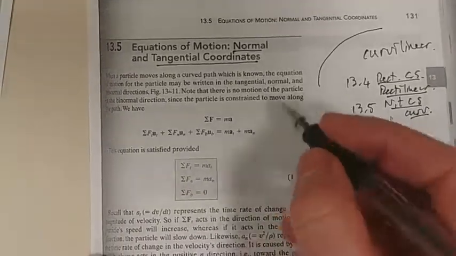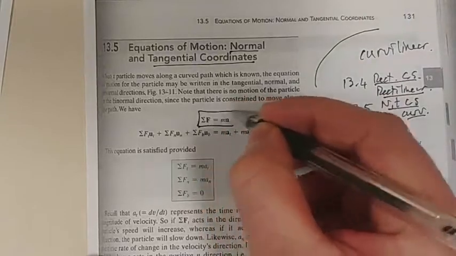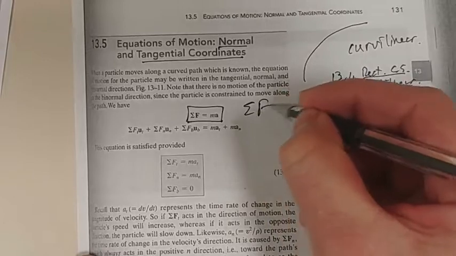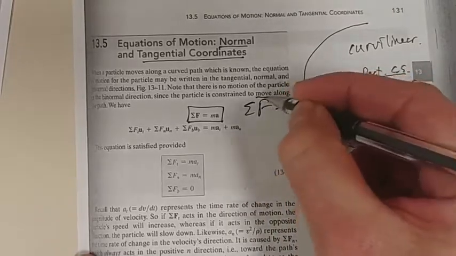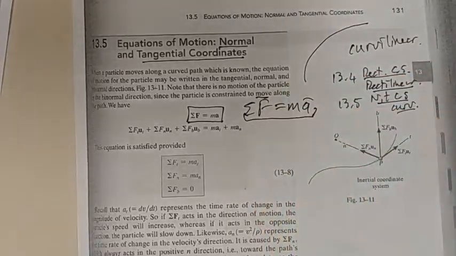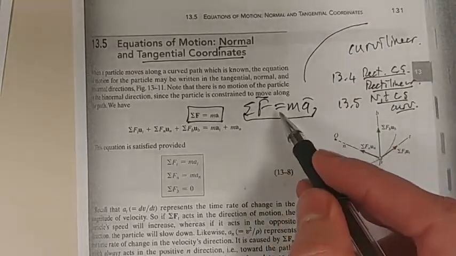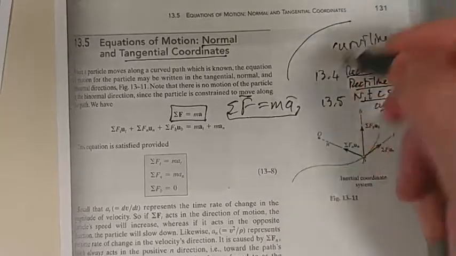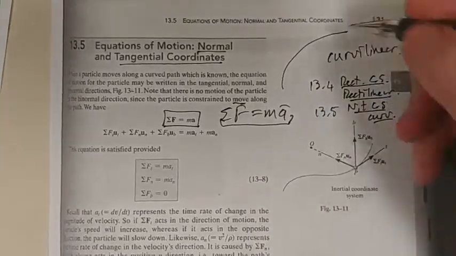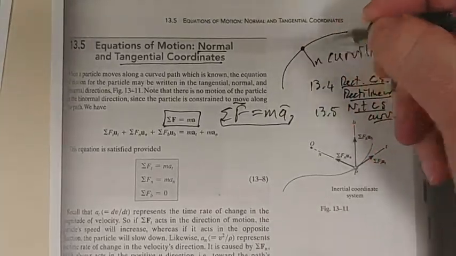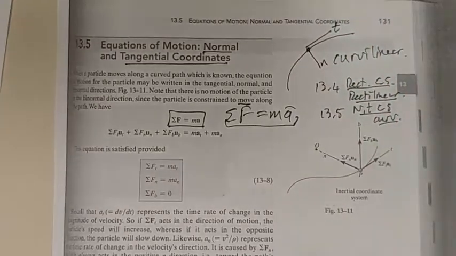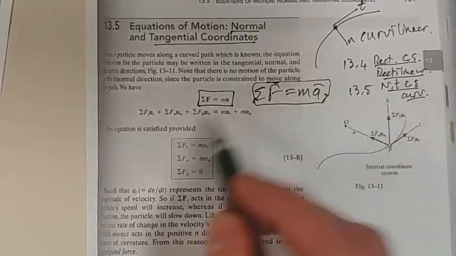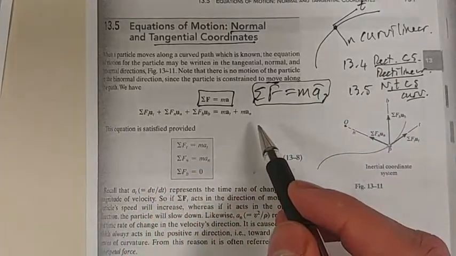Now, what do I want to say here? Again, we take the general expression for the equation of motion. Sum of the forces equals mass times acceleration. That's the general expression. This general expression doesn't tell us what coordinate system it's in. So now we've got a curvilinear motion, and we want to use the normal and tangential coordinate system. So we need to then essentially convert this into normal and tangential coordinates.